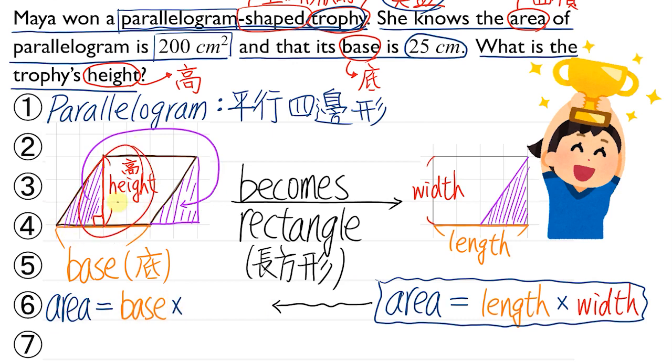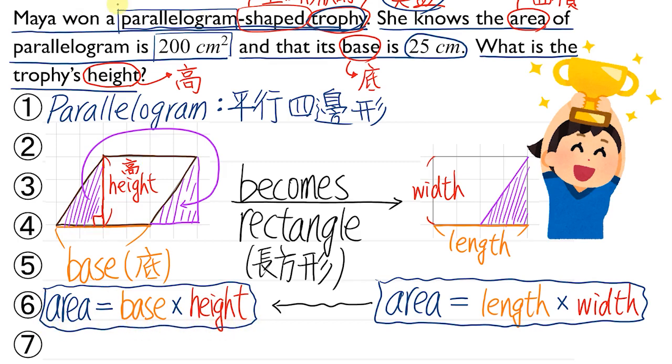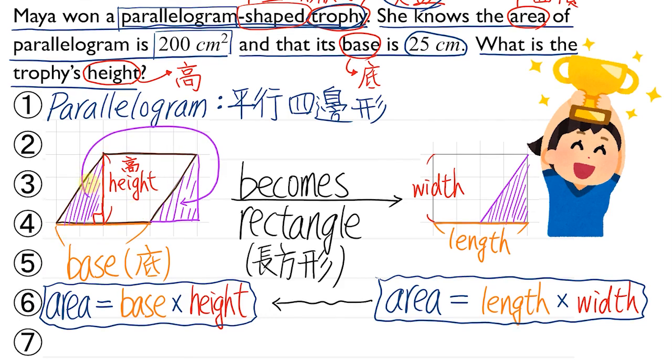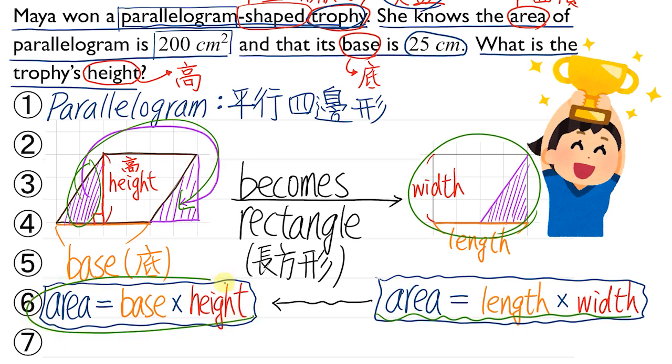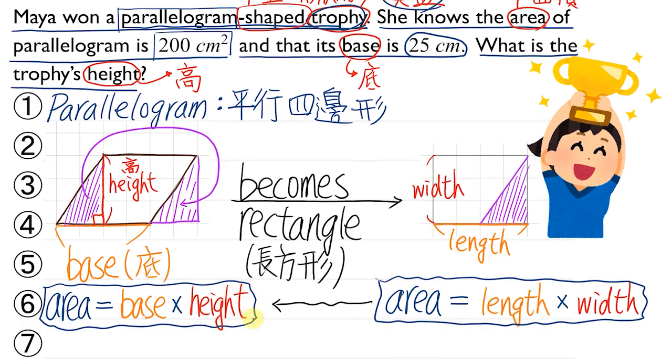times its height. Now, because for any parallelogram, not just this particular one, for any parallelogram, we can always find a triangle and move it to the other side so that it becomes a rectangle, having its area being the length times its height, which in turn gives us the area is equal to base times height. So we know this formula works for any parallelogram.